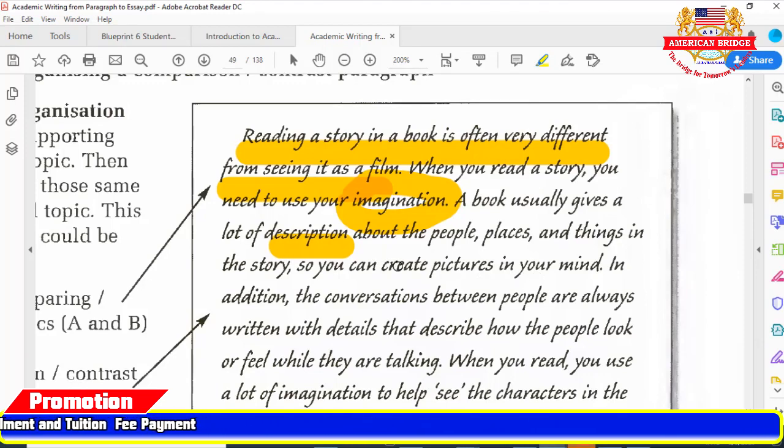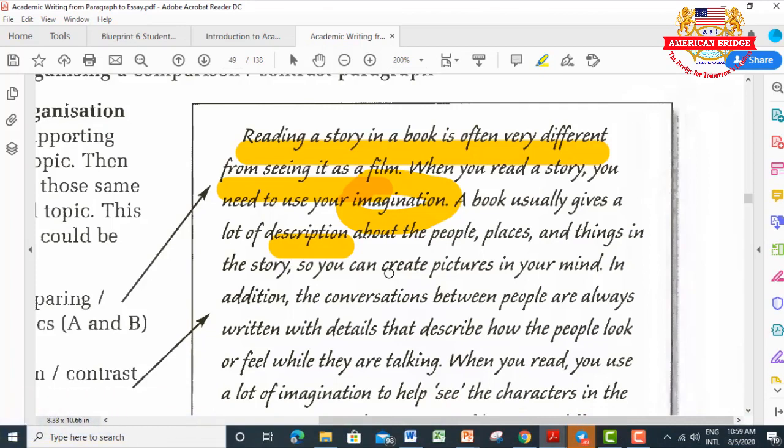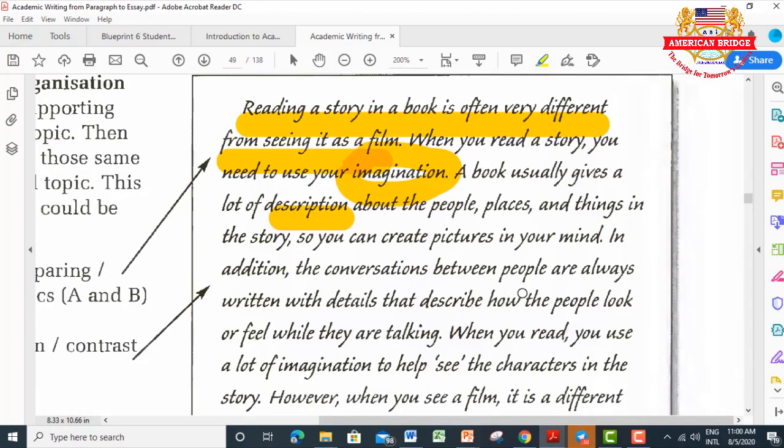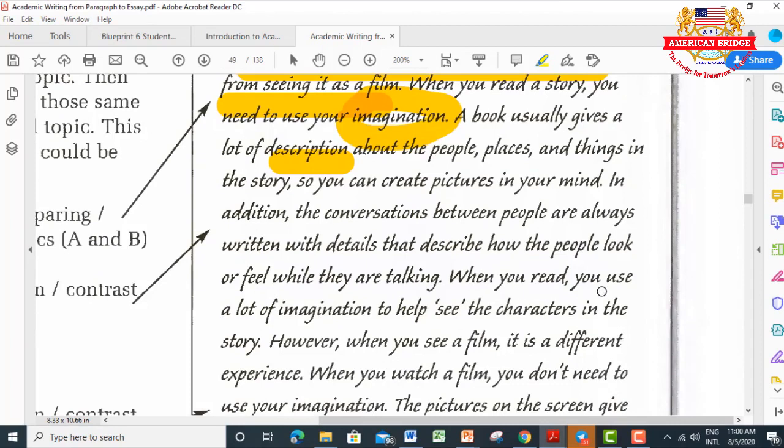The difference is that when you read a book, you have to use your imagination to imagine how things happened, because sometimes in the book you don't see the character. You just see their script, their writing, but when you read it, you may fall into their real conversation at the time because you use your imagination. In addition, the conversations between people are always written with details that describe how people look or feel while they are talking. When you read, you use a lot of imagination to help see the characters in the stories.